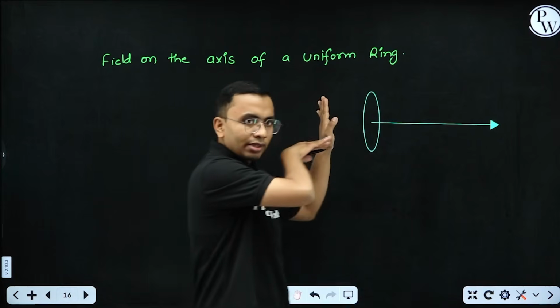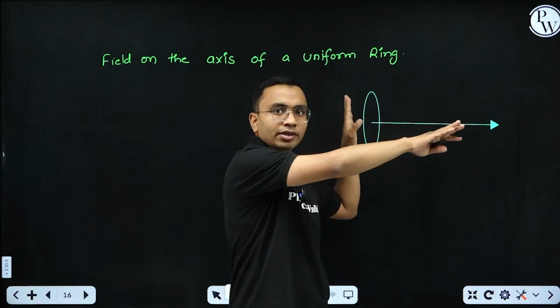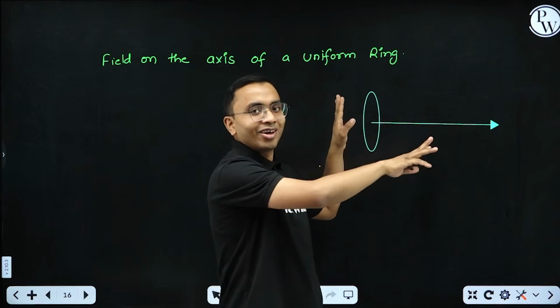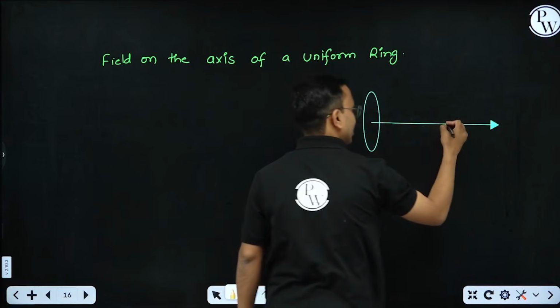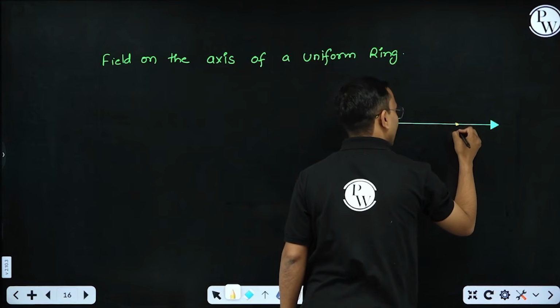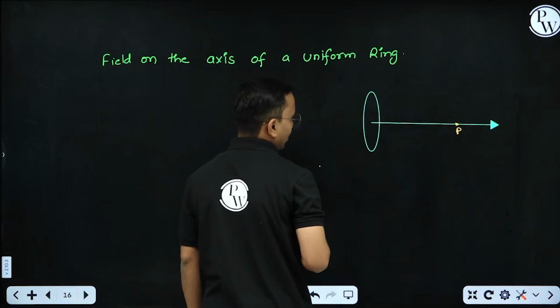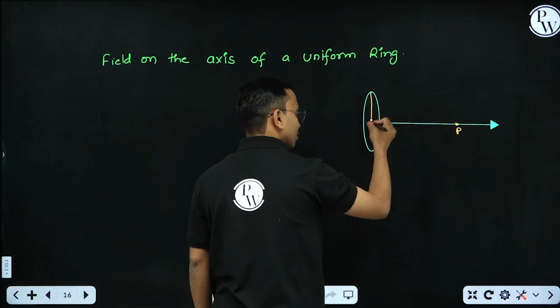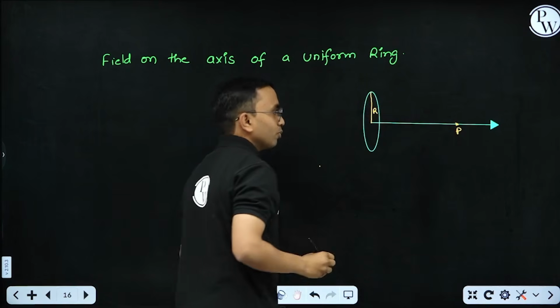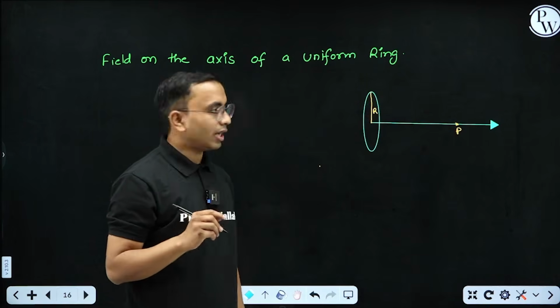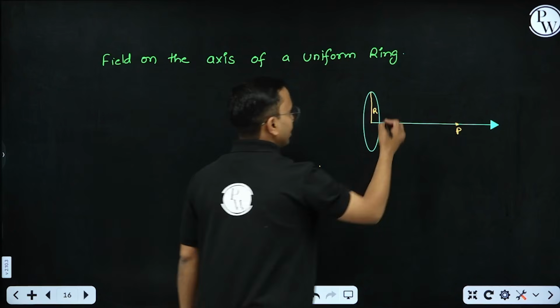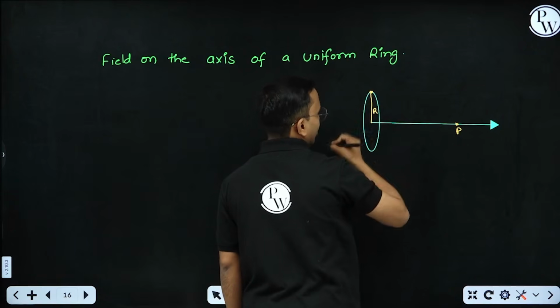I want to find the gravitational field along the x-axis at a point P. At point P, I want to find the field. This point P is on the x-axis. The radius is r. So the same derivation that we did for electric field also. We will take one small section here.